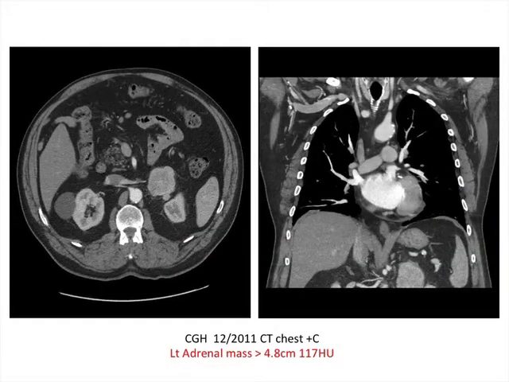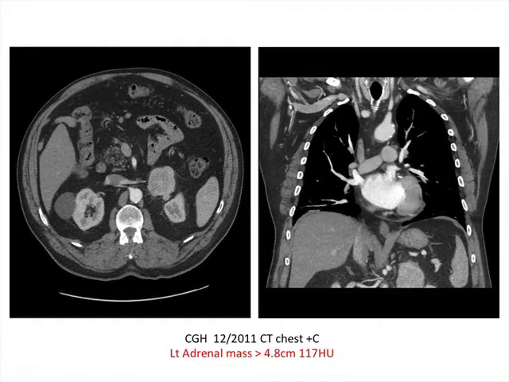This imaging outside was done at Chilliwack, and this is from December 2011. It was a chest CT protocol. You can appreciate here that there is a large mass measuring at least 4.8 centimeters, incompletely imaged in the left suprarenal area. And here it is on the axial images. It's quite homogeneous, lobulated. There's possibly a little bit of focal extension into the periadrenal fat.